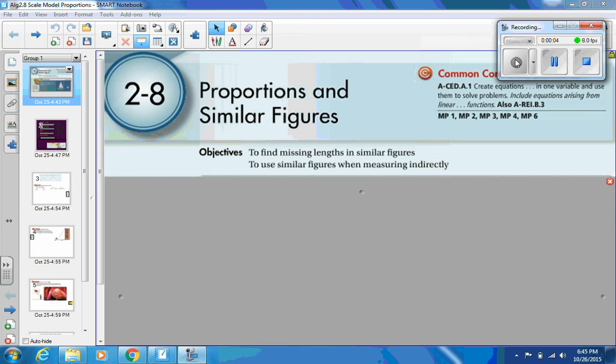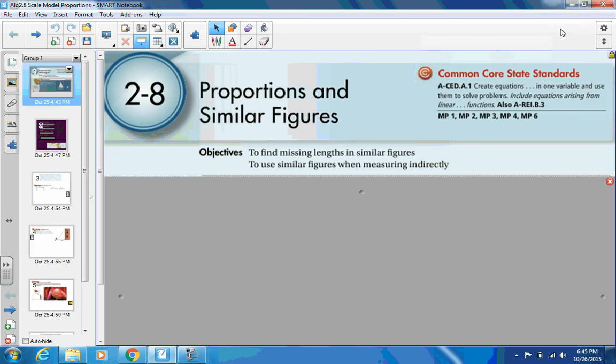Hello again, eighth graders. It's Mr. Pouts. Today we're going to do a video for section 2.8, or 2-8, which is again about proportions, but we're also going to talk about similar figures.